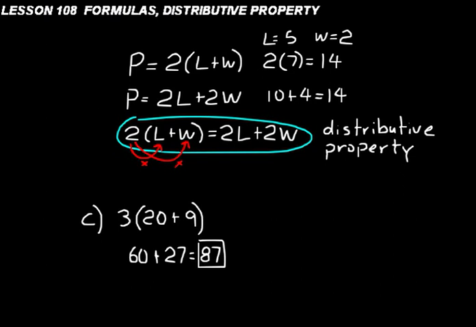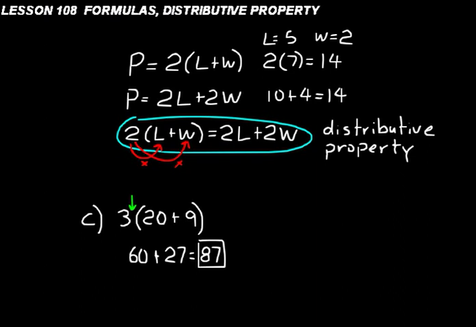So something to consider here when you have a number, or it could be a letter too, outside parentheses like that. There's no operation symbol there. There's no plus or minus or multiplication or division symbol right where I put that green arrow. There's nothing there. There's just 3 and a parentheses. When you see that, know that you can do the distributive property. Know that it means multiplication. There's no symbol there. It means multiplication. You're doing 3 times 20 plus 3 times 9, or 2 times L plus 2 times W.